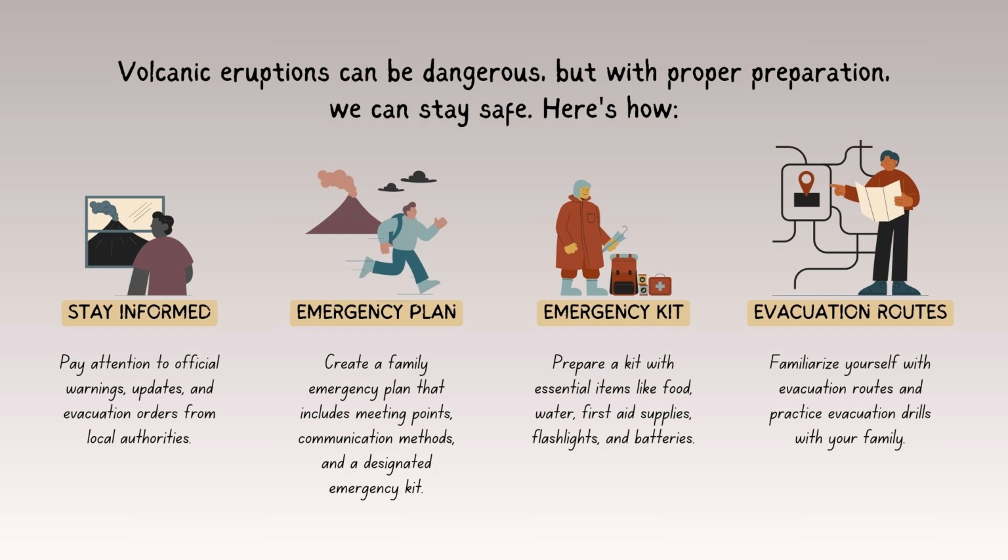Second, emergency plan. Create a family emergency plan that includes meeting points, communication methods, and a designated emergency kit. Third, emergency kit. Prepare a kit with essential items like food, water, first aid supplies, flashlights, and batteries. Last, evacuation route. Familiarize yourself with evacuation routes and practice evacuation drills with your family.